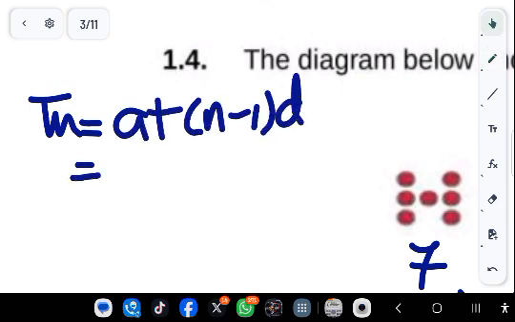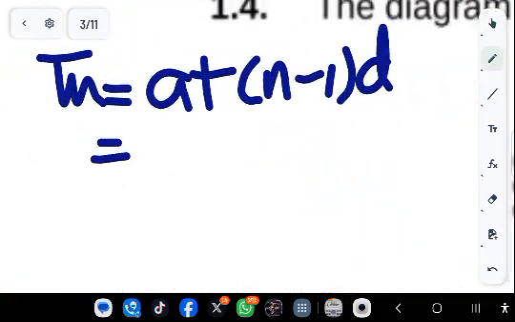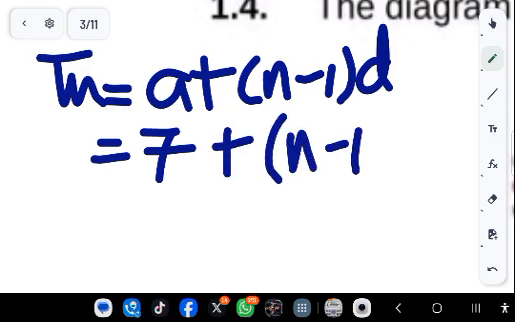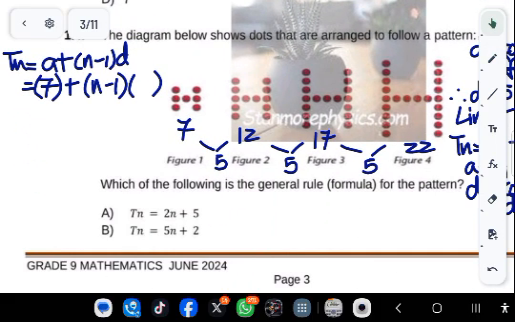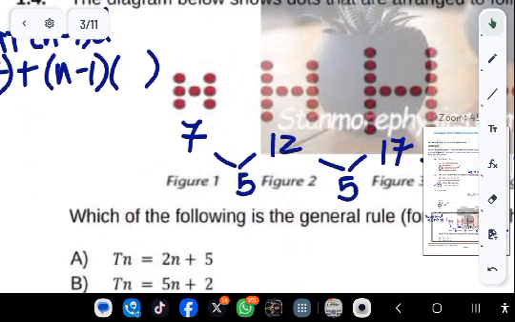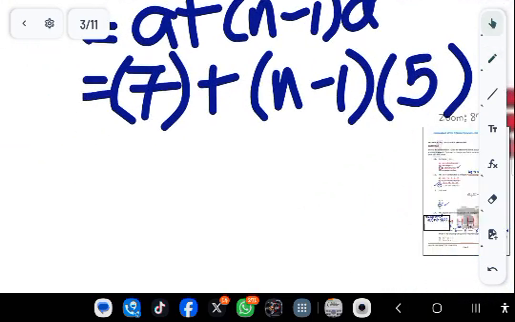The first term in this pattern is 7. So where there is A, we put 7 plus in bracket n minus 1 times D. This is the constant difference, and when we calculated the constant difference between the terms, we arrived at the number 5. So that's what we put there.